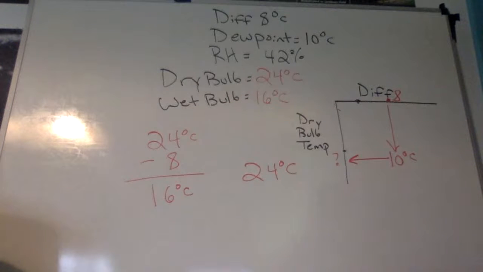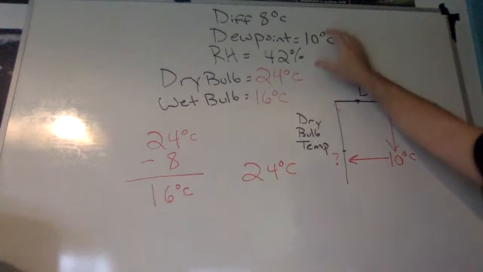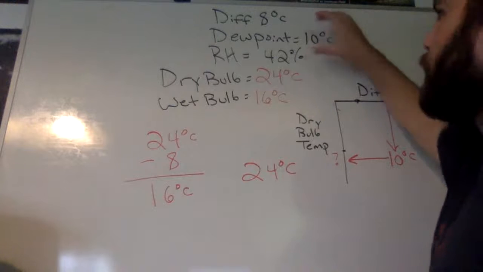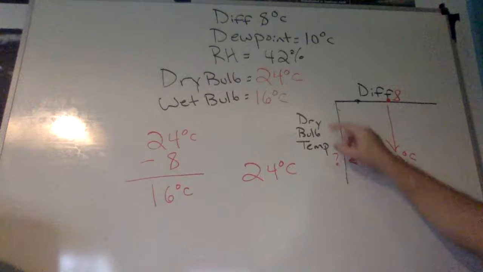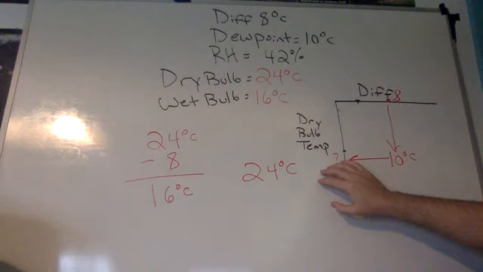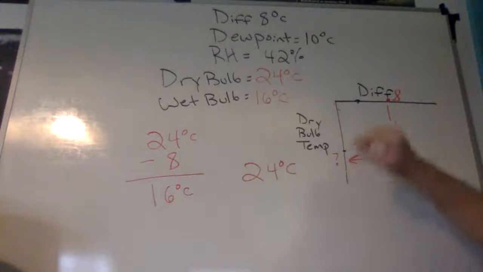Okay. So that is how you do this type of problem in reverse. All right. They give you the numbers. And then from there, you have to actually find the difference, find the number that they give you, follow it across. It gives you the dry bulb number. And then from there, you take your dry bulb number and you minus it, okay?